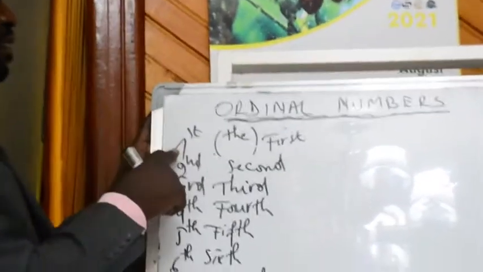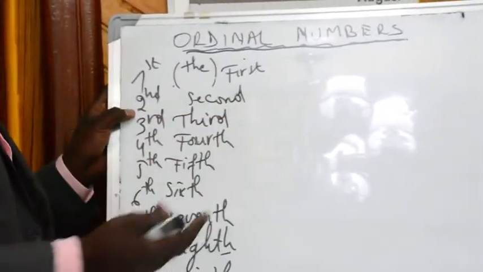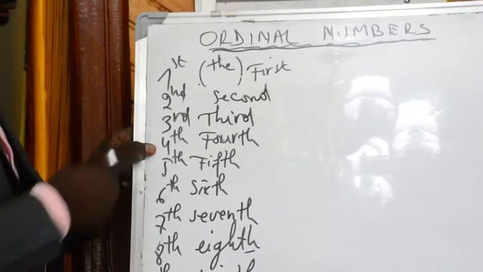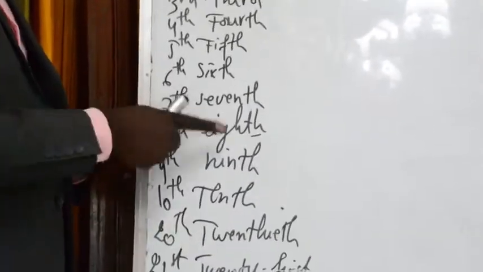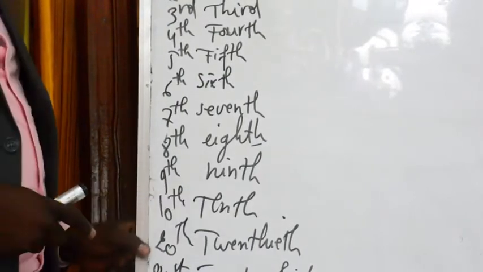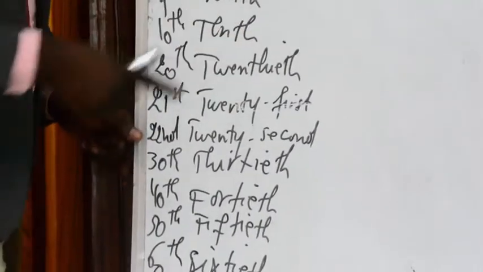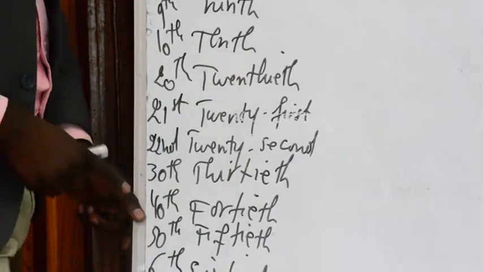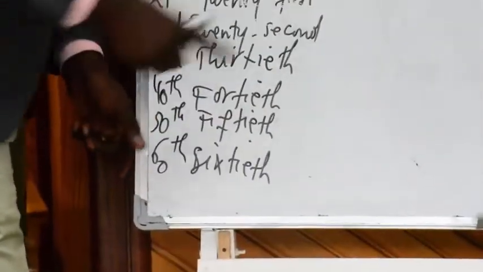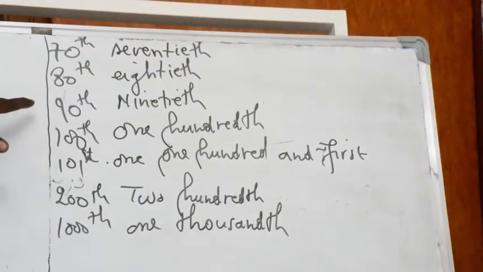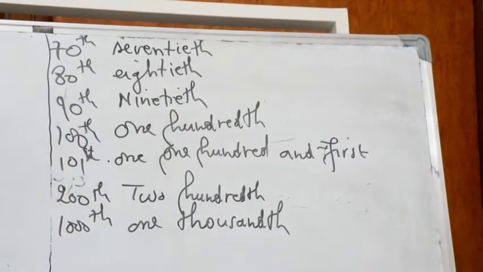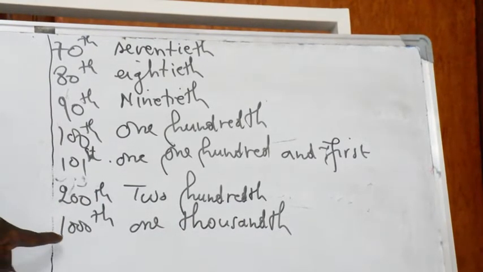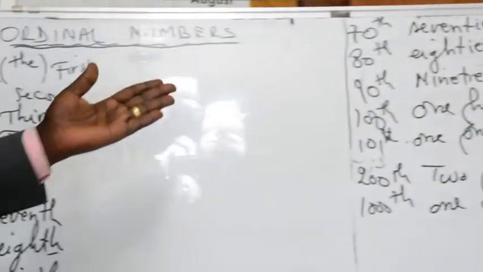Look at this. The first, the second, the third, the fourth, the fifth, the sixth, the seventh, the eighth, the ninth, the tenth, the 20th, the 21st, 22nd, 30th, 40th, 50th, 60th, 70th, 80th, 90th, 100th, 101st, 200th, and 1,000.